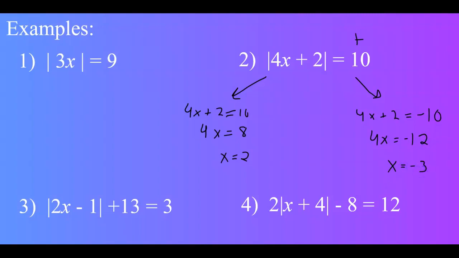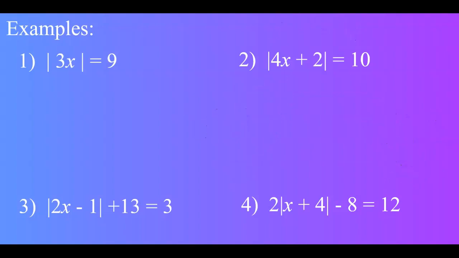So if you plug these in, if we plug in 2, 4 times 2 is 8, plus 2 is 10. The absolute value of 10 is 10. And if we plug in negative 3, that's the one that might not be quite as obvious. 4 times negative 3 would be negative 12, plus 2 would be negative 10, but the absolute value of negative 10 is positive 10. So once again, you can see how both of those answers work.